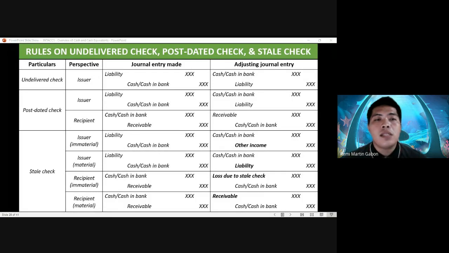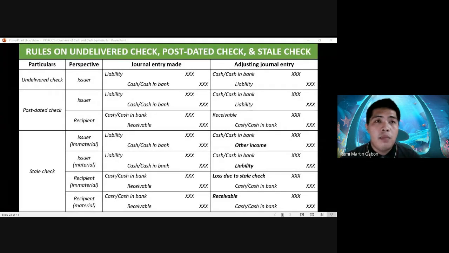Okay. So let us start with issuer side. So sa issuer side, whether it is material or immaterial, our initial entry is to debit the liability and credit cash or cash in bank. The adjusting entry will depend on the assumption ng materiality. If immaterial, we credit other income. Pero kapag material, we credit liability. Pag immaterial, other income yung credit. Pag material, liability ang credit. Ano yung assumption ng immaterial? Bakit other income?